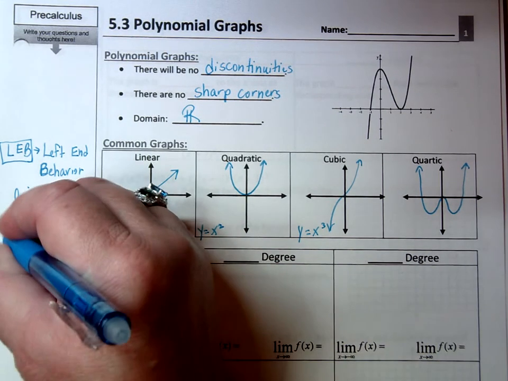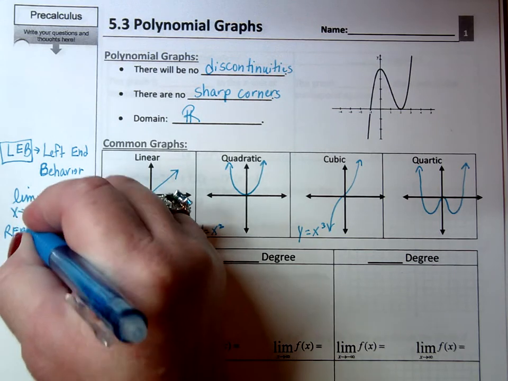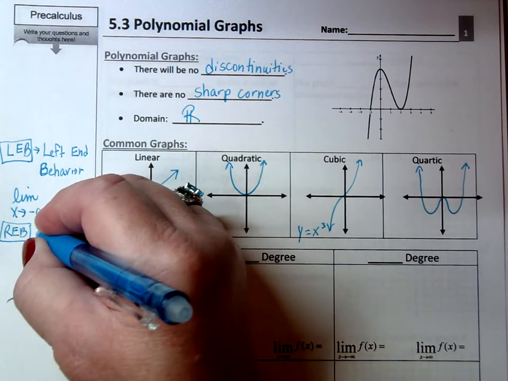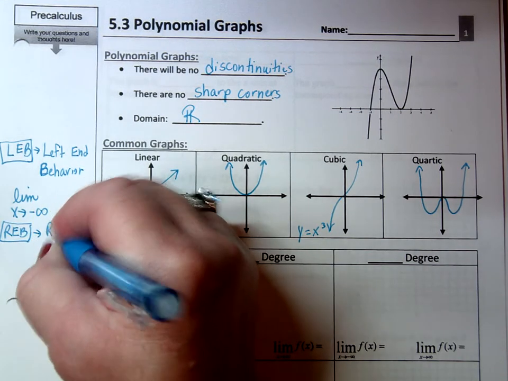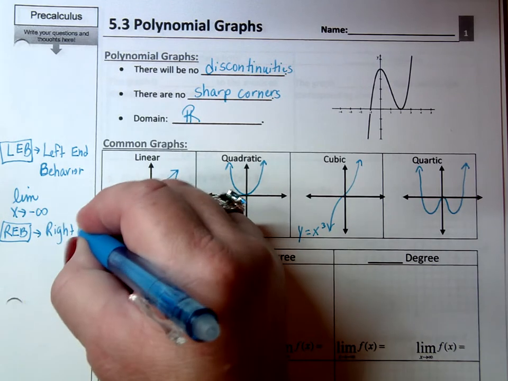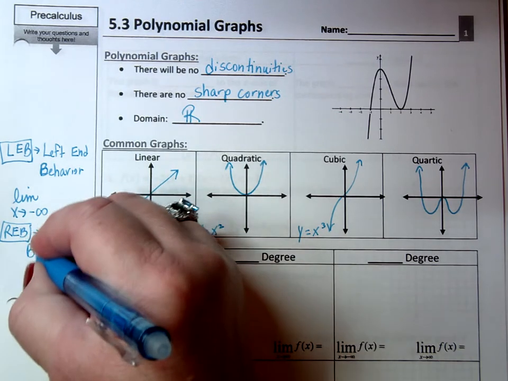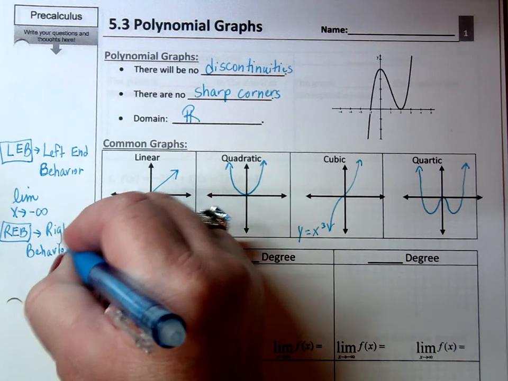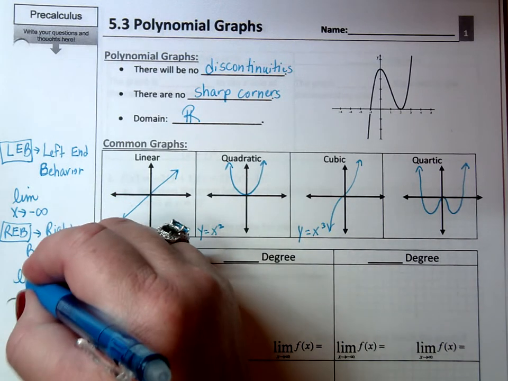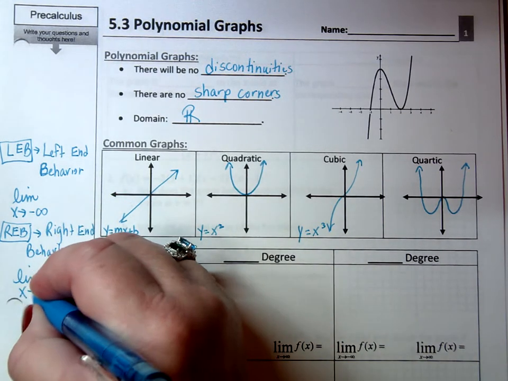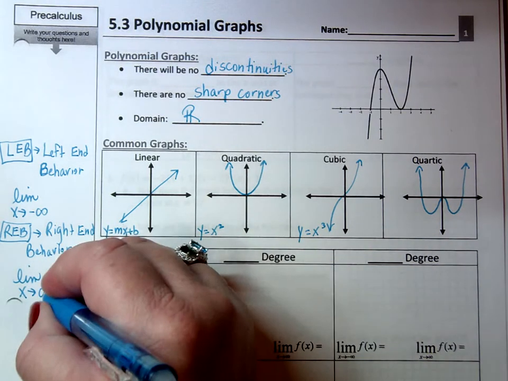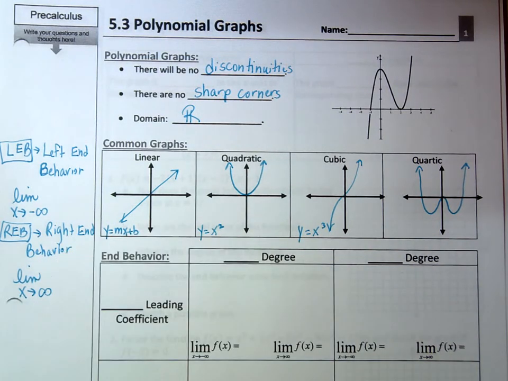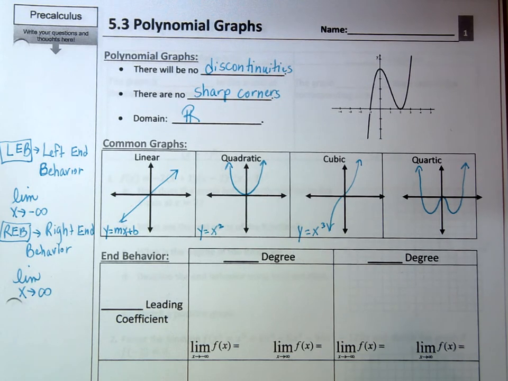If I'm talking right end behavior, REB, now I'm talking about the limit as x gets really far to the right. That would be going to positive infinity. So what's it doing to the left and what's it doing to the right? We're going to bring back the old limit notations on this. And here's the story.